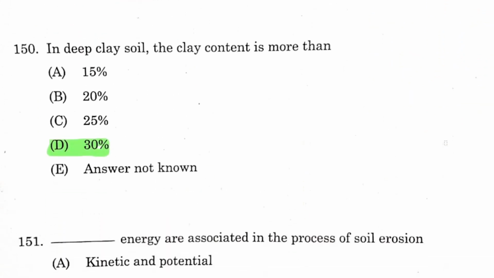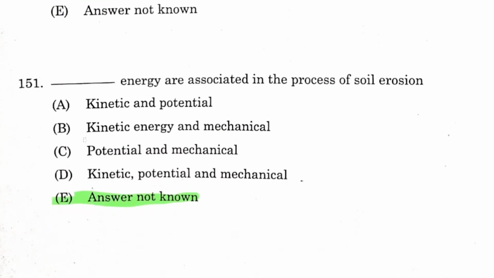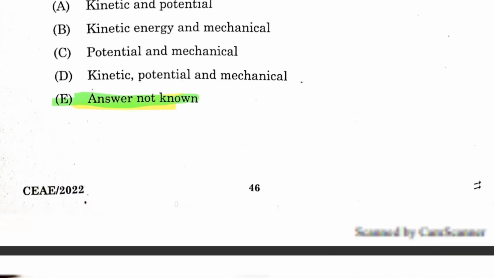Next question number 150. In deep clay soil, the clay content is more than 30%, so 30% is correct. Next question, the energies associated in the process of soil erosion. So here option number E is correct.